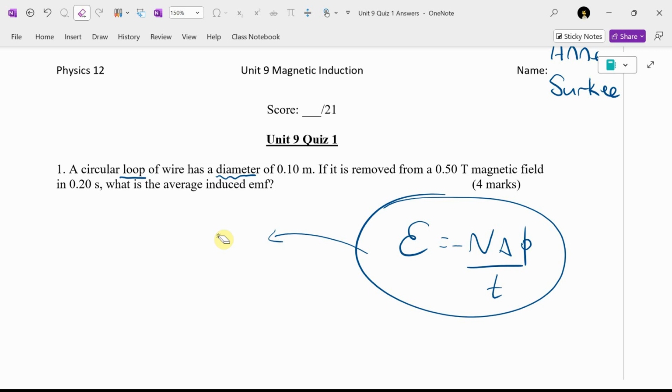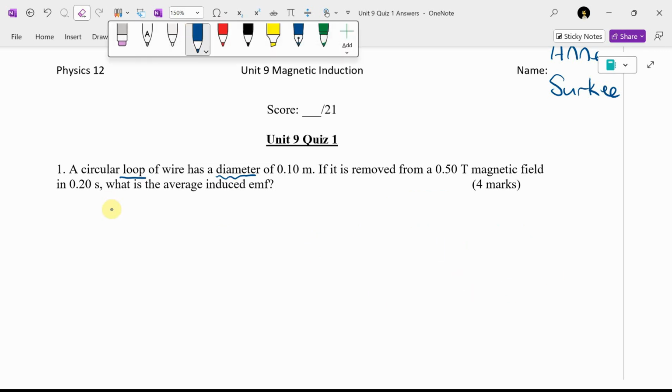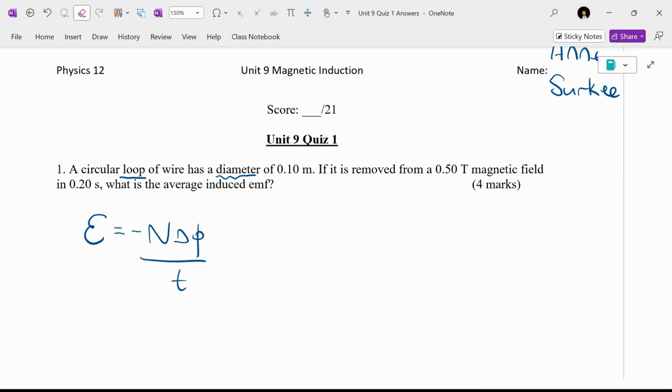So let me erase all this. It's going to be negative N change in flux over time. Liam, can you read me the very first word? It's a single letter. How many loops are there? So N is 1. Yay. If not, there might be more loops, but don't miss that little notation.